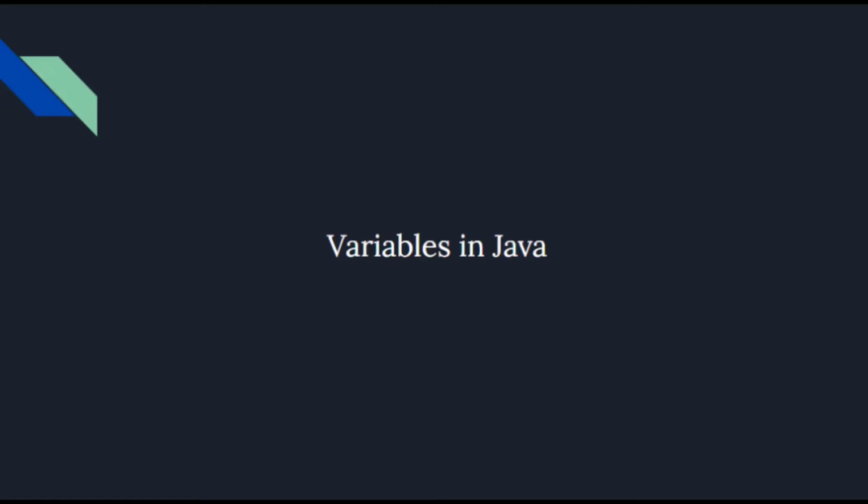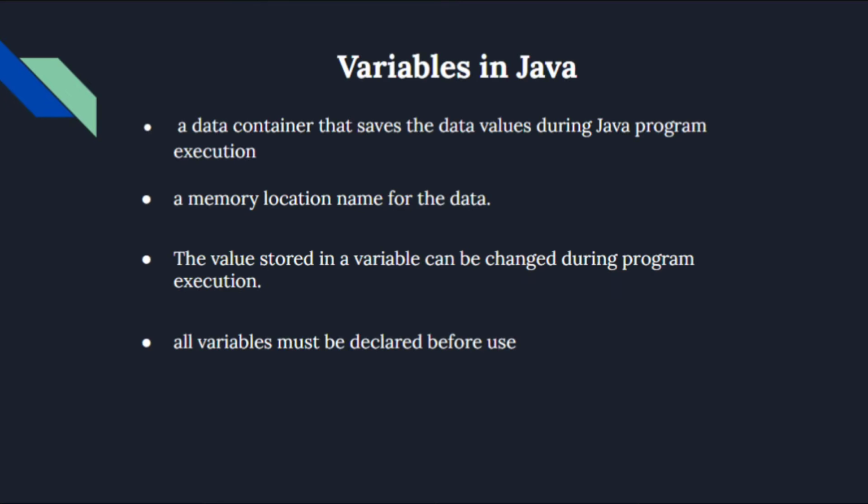Today I will teach you about variables in Java. So, let's start. Before starting today's lecture, you should know what a variable is. A variable is a data container that saves the data values during Java program execution. Or you can say that it is a memory location name for the data. The value stored in a variable can be changed during program execution.